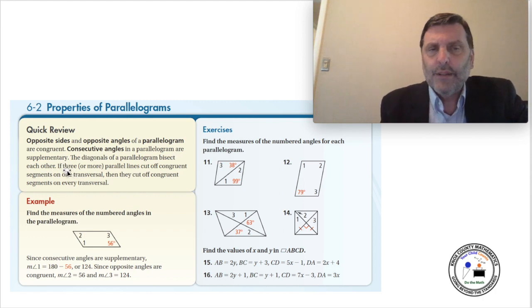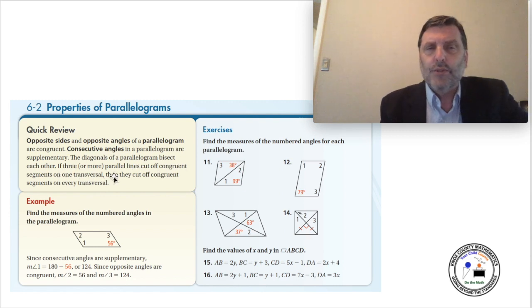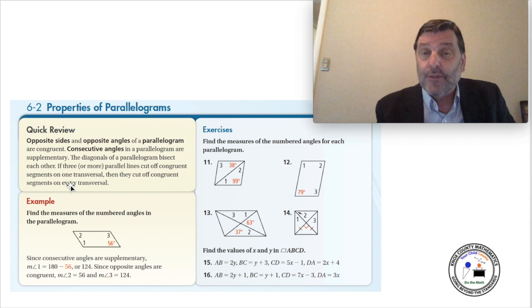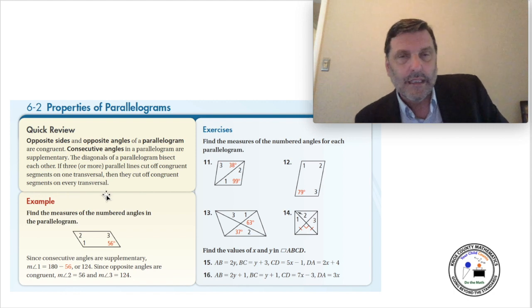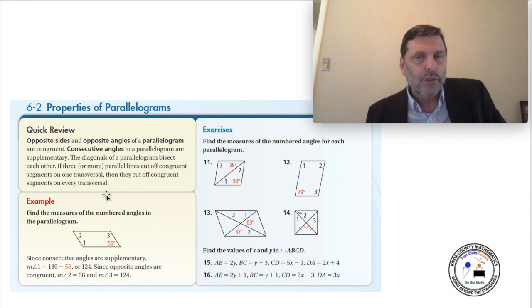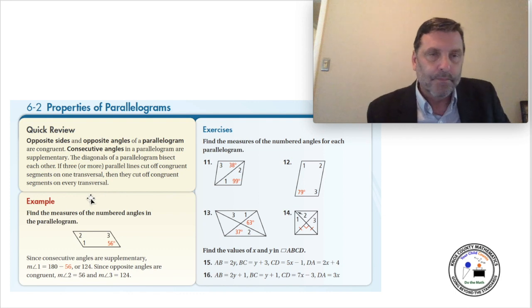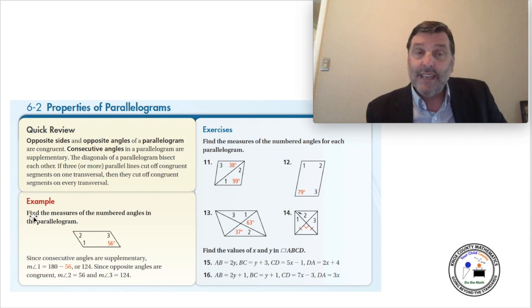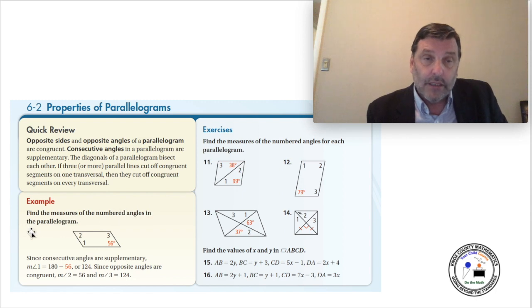And then the last one: if 3 or more parallel lines cut off congruent segments on one transversal, then they cut off congruent segments on every transversal. That'll come in handy in the proof part that we really won't get into in this section, but it's just something good to know. So again, an example: find the measure of the numbered angles in the parallelogram.